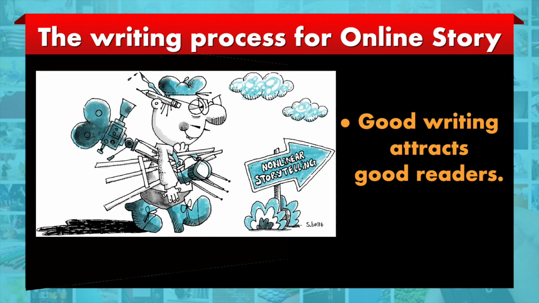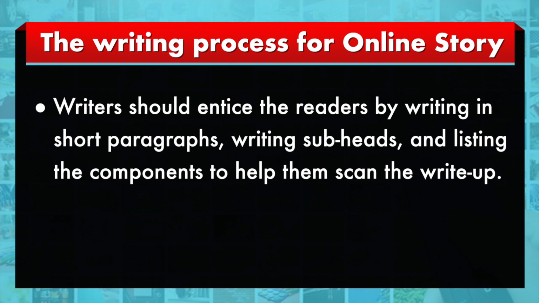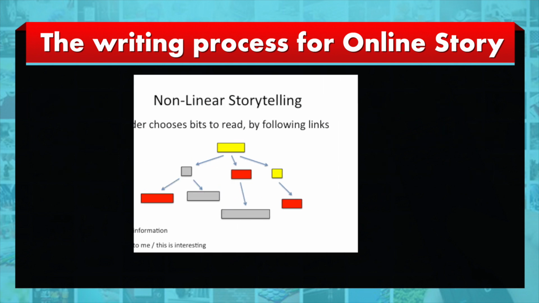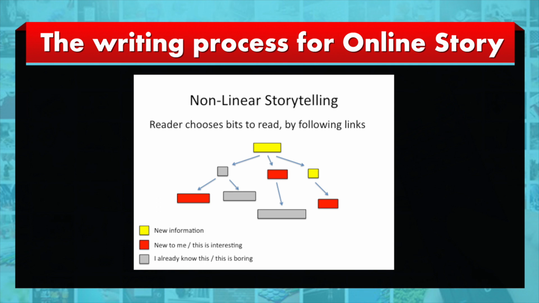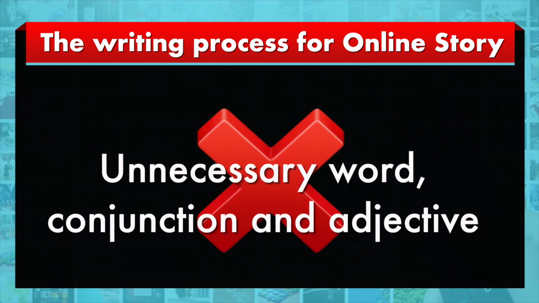Good writing attracts good readers. Content dictates the style. Inverted pyramid style helps the scanners. Writers should entice the readers by writing in short paragraphs, writing subheads, and listing the components, which will facilitate the readers in scanning the write-up. Information should be broken into subtopics and neat non-linear parts. The web has unlimited space, but readers don't have unlimited attention. So every unnecessary word, conjunction and adjective should be cut.